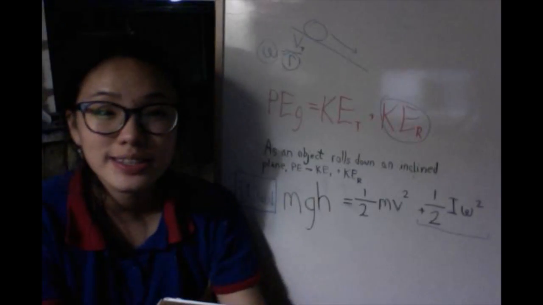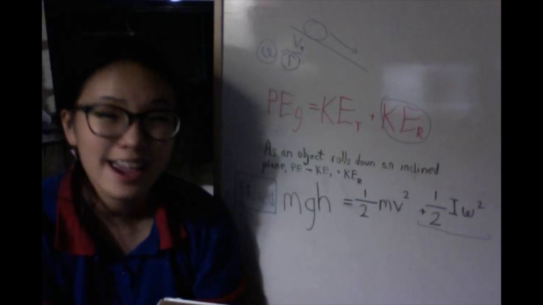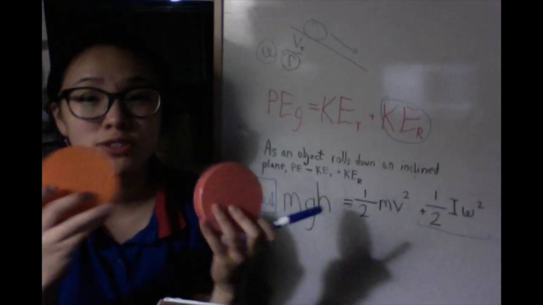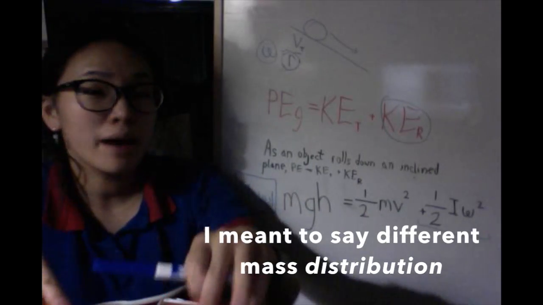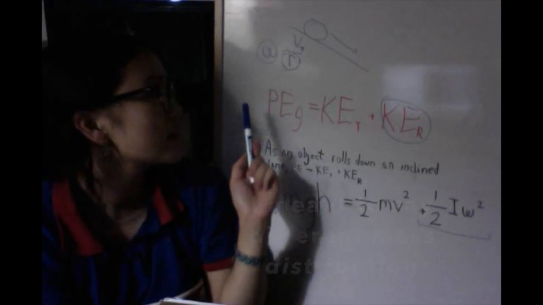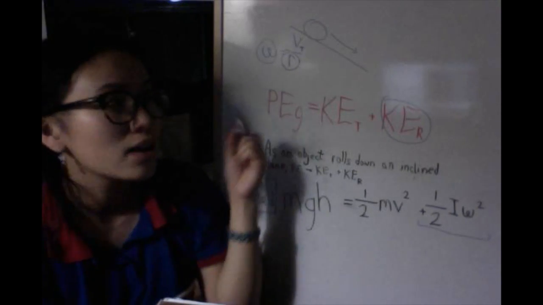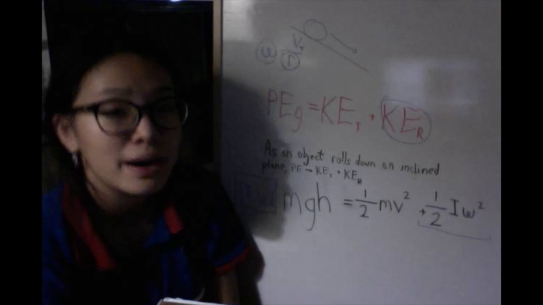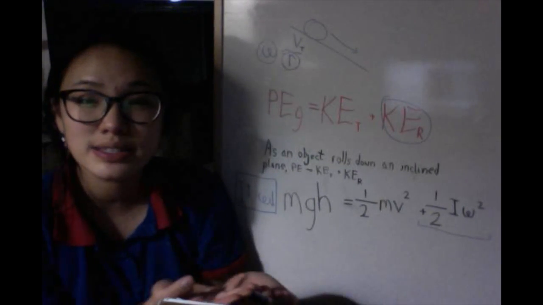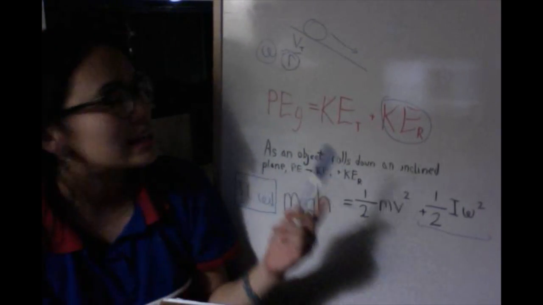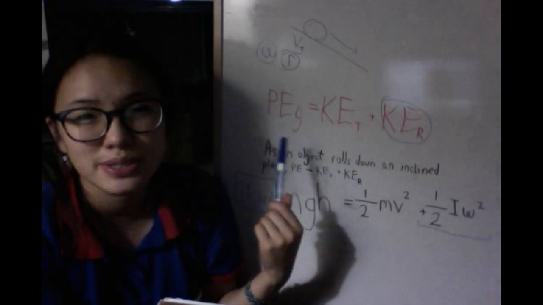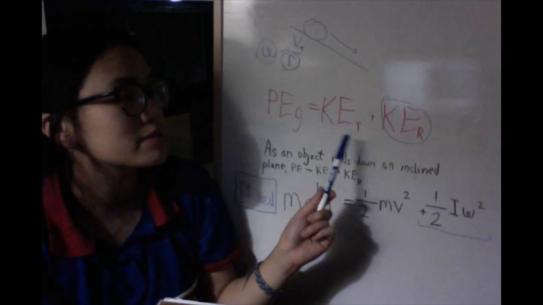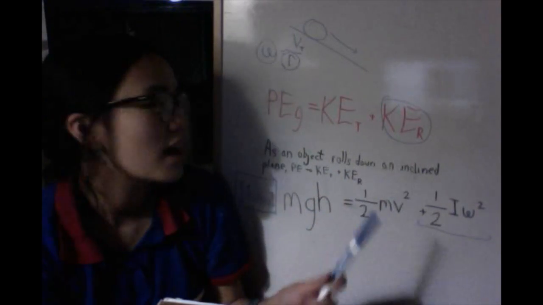Okay, so the general principle to remember here is that all of these petri dishes, although they have different mass distributions, all have the same potential energy from the beginning because they were all let go at the same height down the inclined plane. Now what affects its motion and its speed is how much of that potential energy was converted to translational and how much of it was converted to rotational kinetic energy.